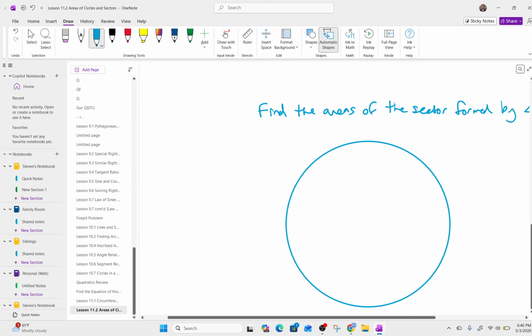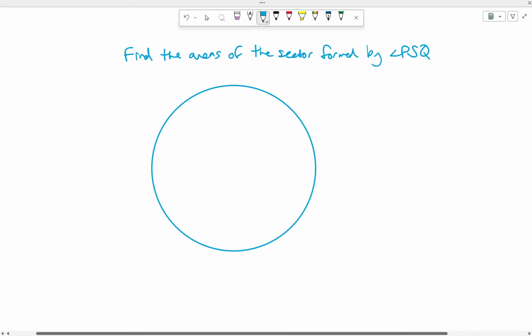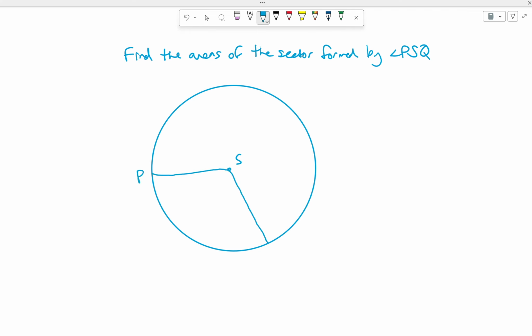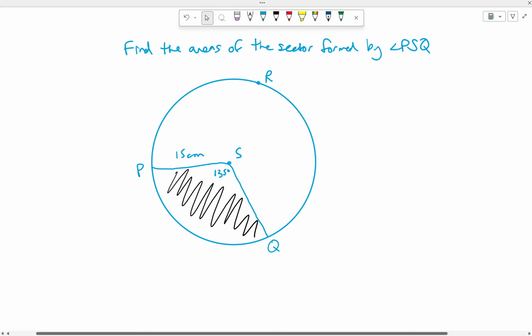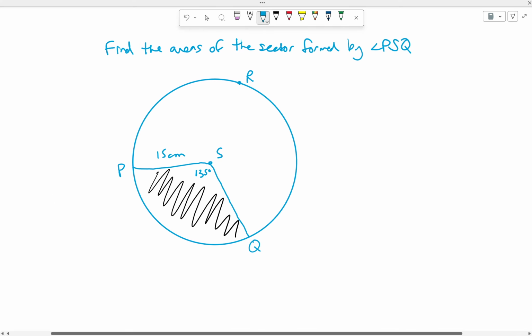Let's go ahead and draw this guy up. And we have this circle S. This is just point R, just so we can show a major arc. This is going to be 15 centimeters. This is 135 degrees. And here is my shaded section right here. This is my sector. All right, the sector is the piece of pie, no pun intended there, or the slice of cake that you have there.